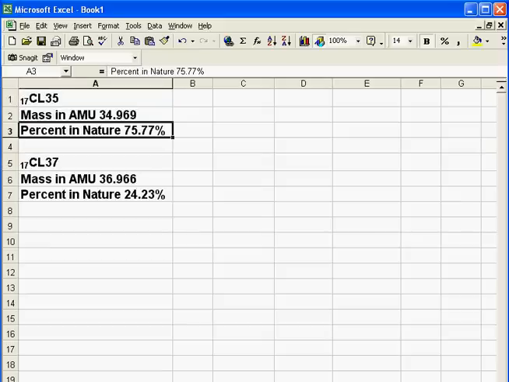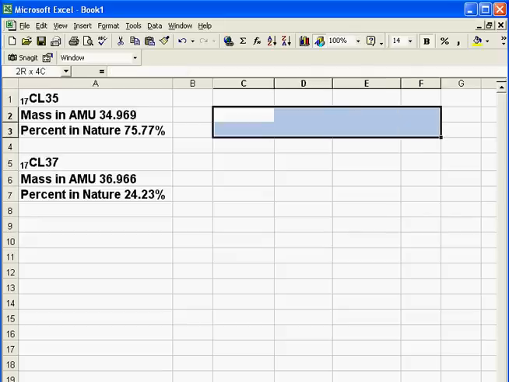Now, you notice that they're not both equally abundant. This is analogous to that situation I gave you where I have a test where 19 kids get 100 and one kid gets a 0. You don't just average 100 and a 0. You have to take into account that more people got 100. In this case, more chlorine has a weight of 34.969 than has a weight of 36.966. So we're going to weight the averages.